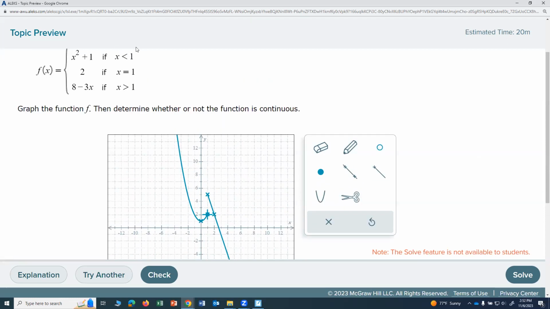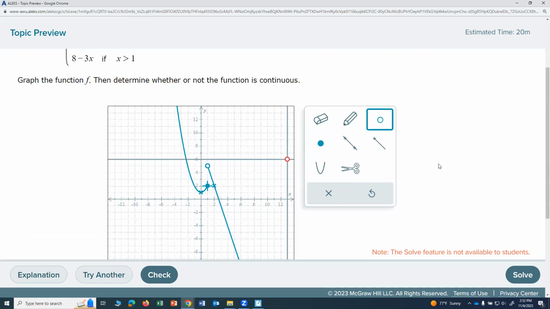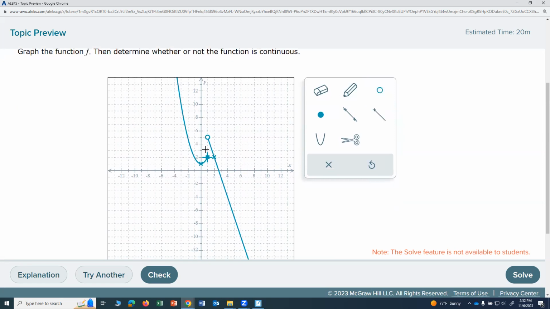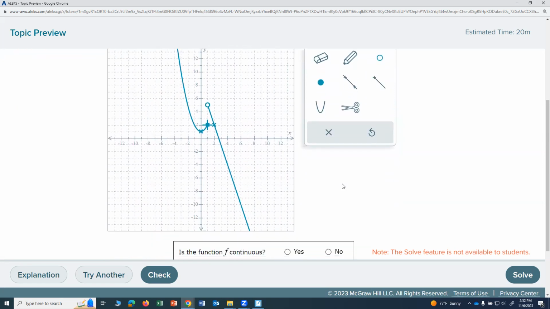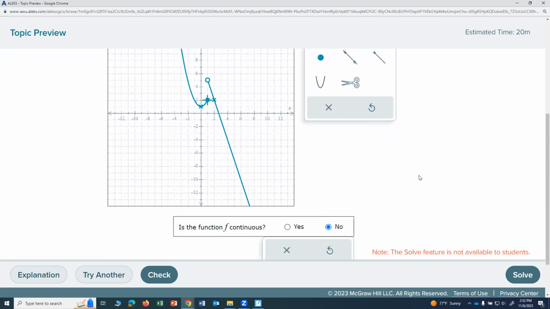And I have one more part. Because x is strictly greater than 1, I have to do a hollow dot at the point 1, 5. And because my graph does not connect here when x equals 1, I would say no, it's not continuous.